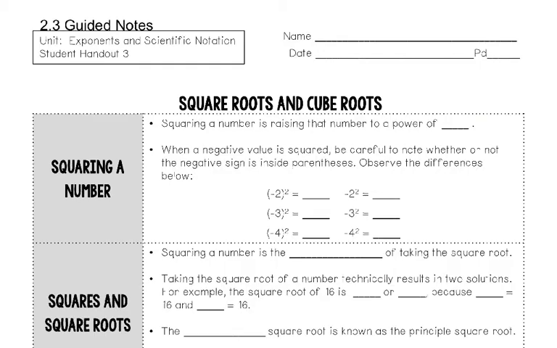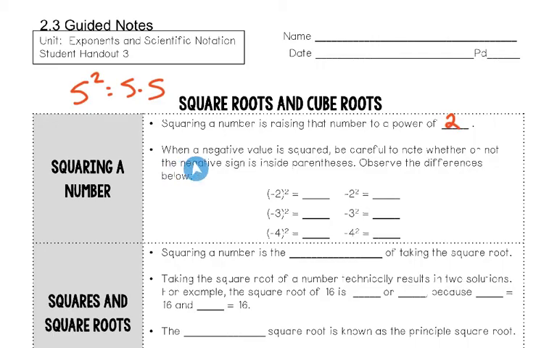So this first part is all stuff that we should already know. This first section is all about squaring numbers. Remember, squaring a number is raising that number to a power of 2. We saw squares whenever we were talking about 5 squared is the same thing as 5 times 5. This is also the same thing as 25. So we know that squaring a number means putting it with an exponent of 2.